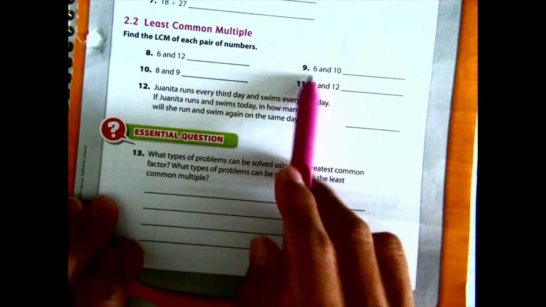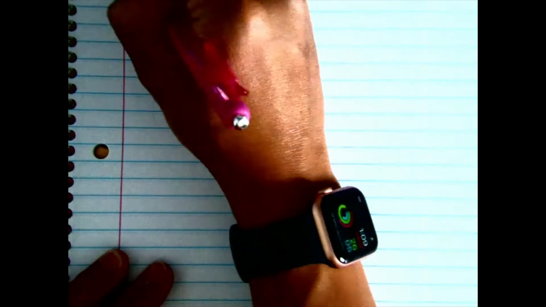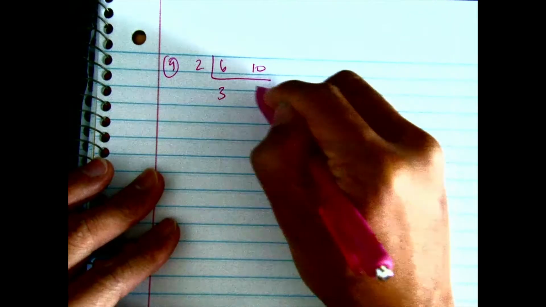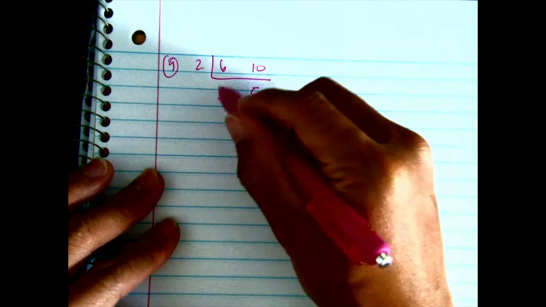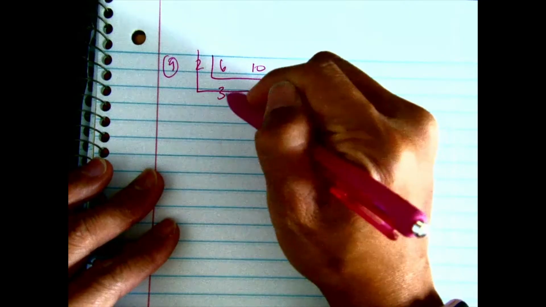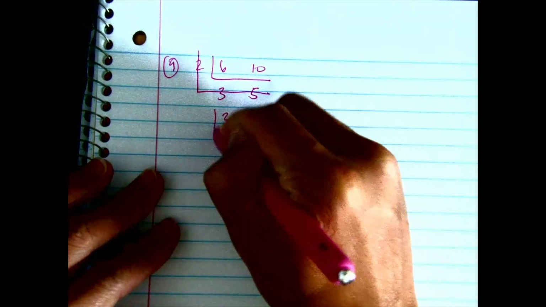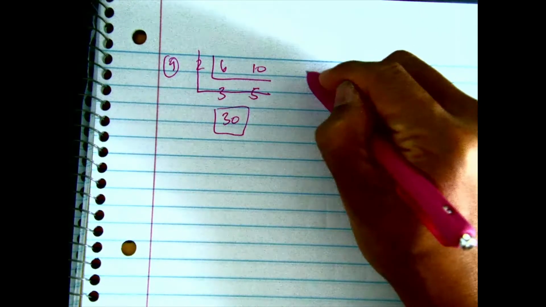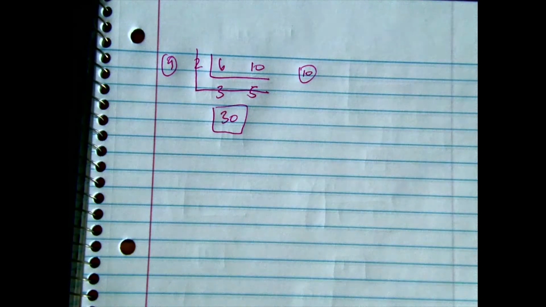Number 9. 6 and 10. Find the LCM of 6 and 10. So, you can divide both 6 and 10 by 2. I think that's it. 2 goes into 6 3 times, and it goes into 10 5 times, so we can't pull anything out of 3 and 5, so we draw a giant L. 2 times 3 is 6. 6 times 5 is 30. Our LCM is 30. LCM is kind of nice because it helps you find the least common denominator when you're dealing with adding and subtracting fractions.